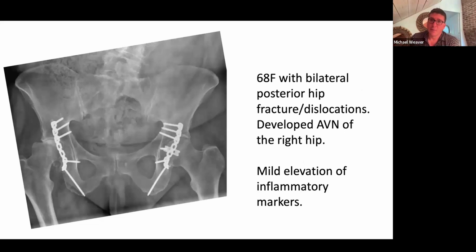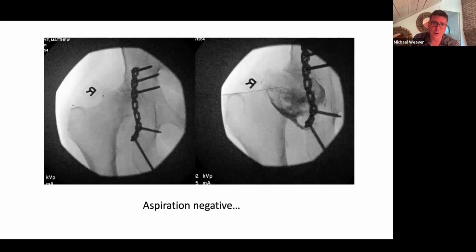So this is an example of a woman that had bilateral fracture dislocations of her hip that we treated with open reduction internal fixation. She did well initially, but unfortunately developed AVN on the right-hand side with collapse. I check inflammatory markers, ESR and CRP, on everybody. These were elevated a little bit, which is not surprising. So, we got an aspiration.